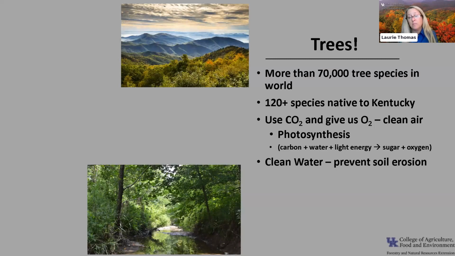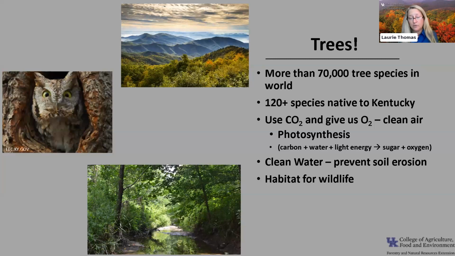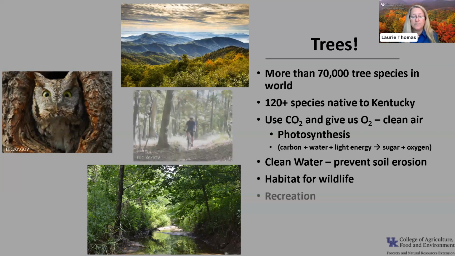They protect our water by preventing soil erosion. They also provide shade to all of our stream courses, which are really important to the wildlife that live there as well. They're great habitat for wildlife. As we can see here with our little screech owl, not only do they provide food for some wildlife, we think of our squirrels and some of our other birds, they also provide a home for things like our cavity nesters. They provide recreation. Our trees and forests are a unit, and recreation is a huge thing in this state.